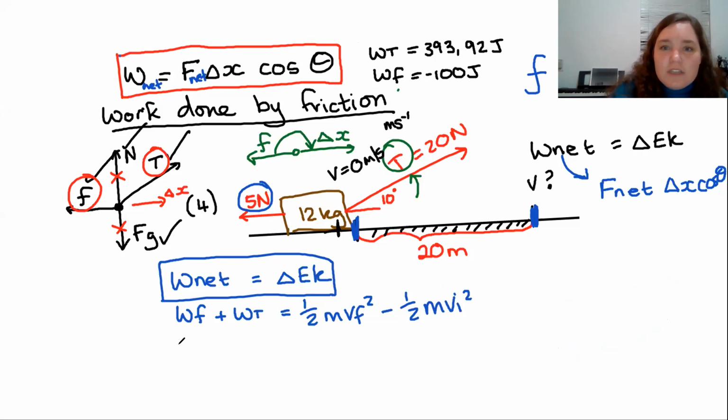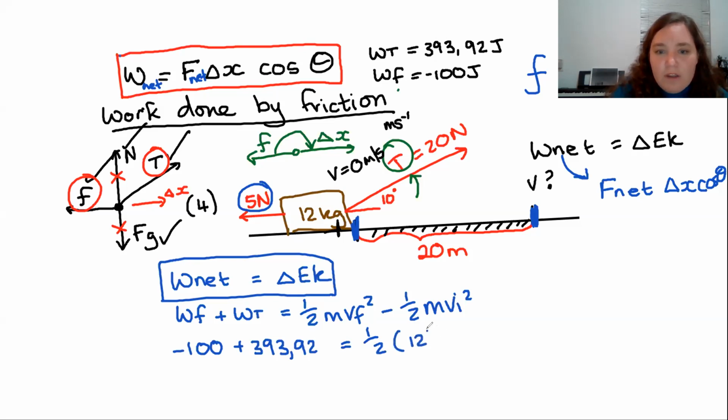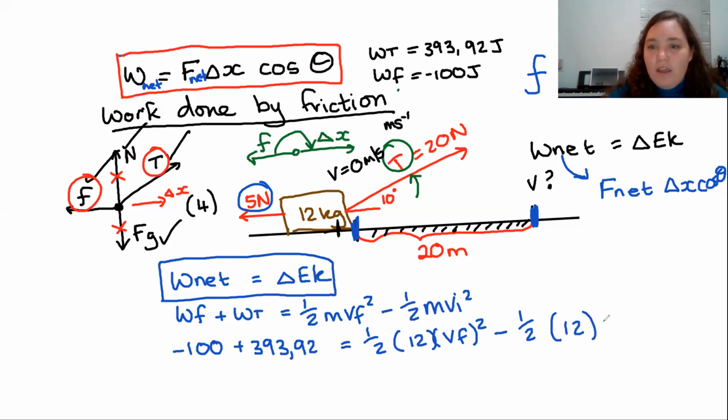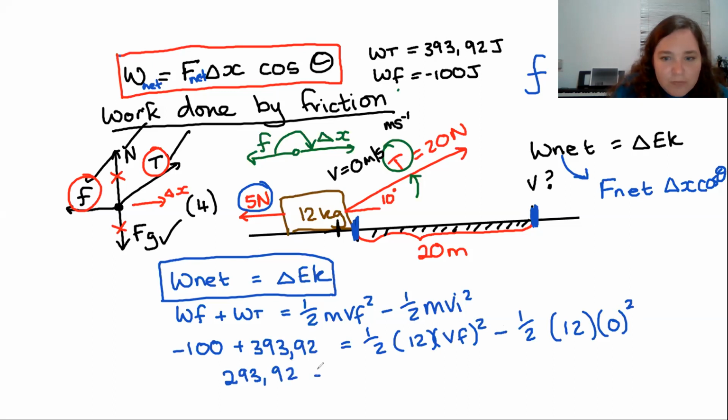Okay, so over here, the work done by friction is negative 100. The work done by the tension is 393.92 joules. We're going to have a half. The mass is going to be 12 times the final velocity, which is what we're looking for. We want to know the velocity at that point. And this will be a half, the mass is 12, and we need to know the initial. The initial was 0 because we started from rest, and I'm still going to square it. So if I have this value, I've still got on my calculator, minus 100, I get 293.92 is equal to a half times 12, which is 6, VF squared minus 0.